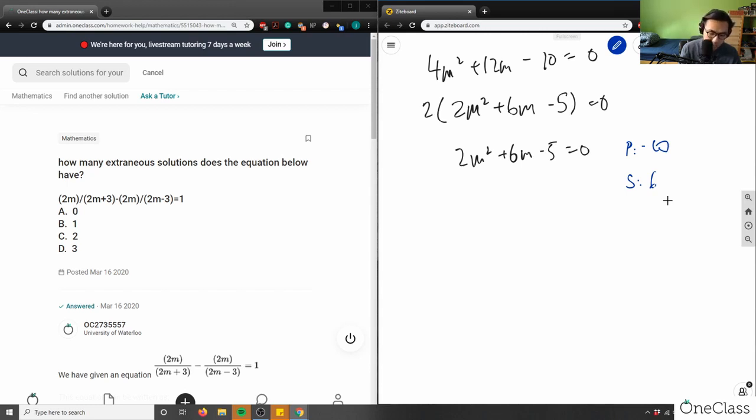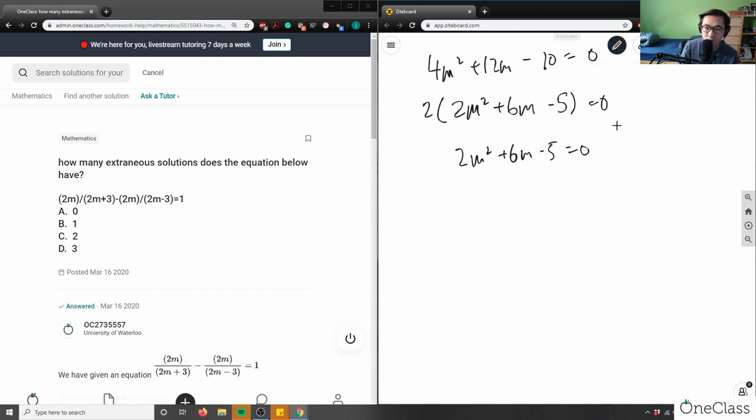So this is 2, 6, and negative 5. Oh no, this is not factorable. Well, I have to use the quadratic formula in this case, which means I could use the quadratic formula to solve for my m value here. It's because I can't factor by decomposition, which means I have to use the quadratic formula.